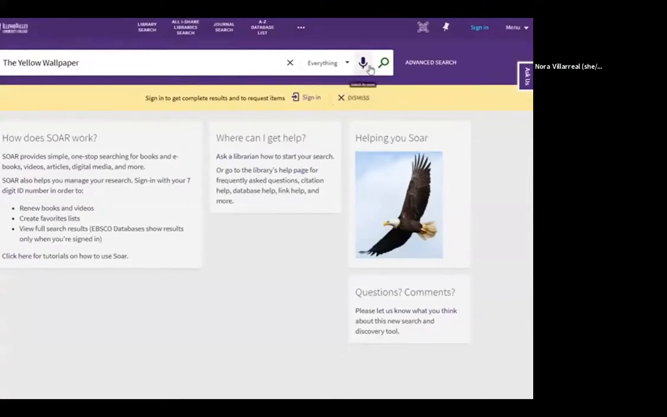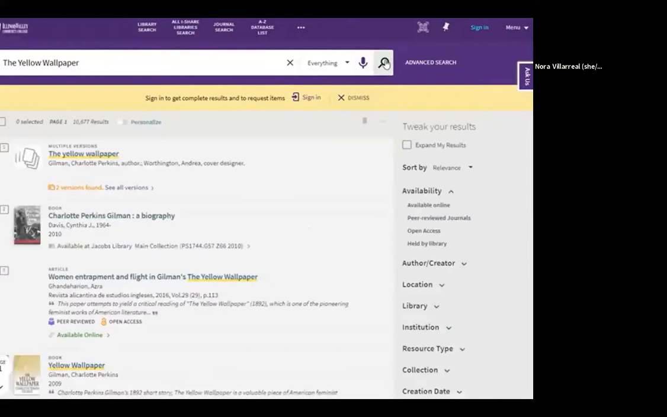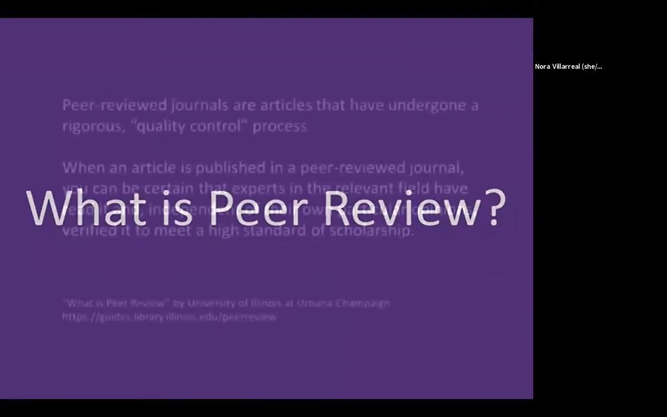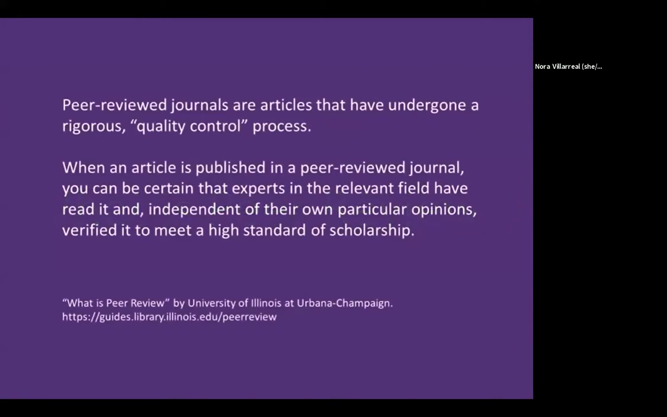Enter your search terms in the box and select Search. Using the facets on the right side of the page, you will see an option for peer-reviewed journals. Peer-reviewed journals are articles that have undergone a rigorous quality control process. When an article is published in a peer-reviewed journal, you can be certain that experts in the relevant field have read it and, independent of their own particular opinions, verified it to meet a high standard of scholarship.